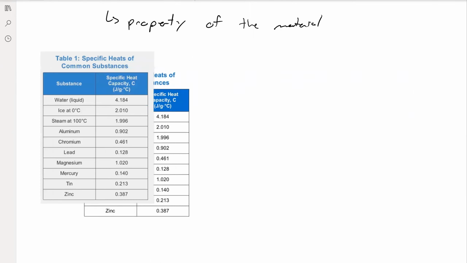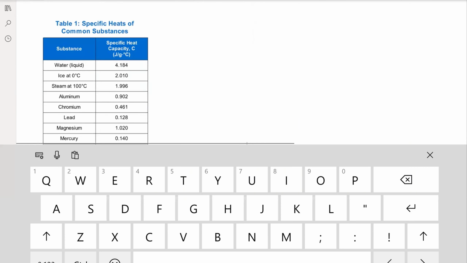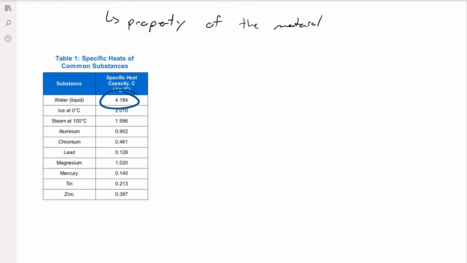And then here's just a table of specific heat capacities. You can see at the top is water. Water has a relatively high specific heat capacity, whereas these metals generally have significantly lower specific heat capacity. So again, it gets the symbol C.